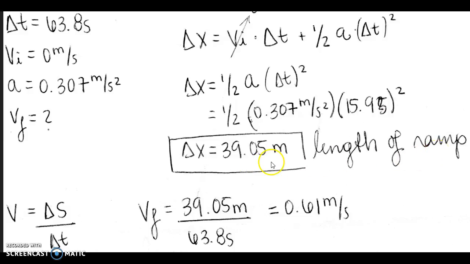Then from there, we can just plug the length of the ramp into the velocity equation, which is velocity equals change in position over change in time. So that would give us 39.05 meters divided by 63.8 seconds, giving us 0.61 meters per second as the velocity, or the speed, at which the belt of the ramp is moving.